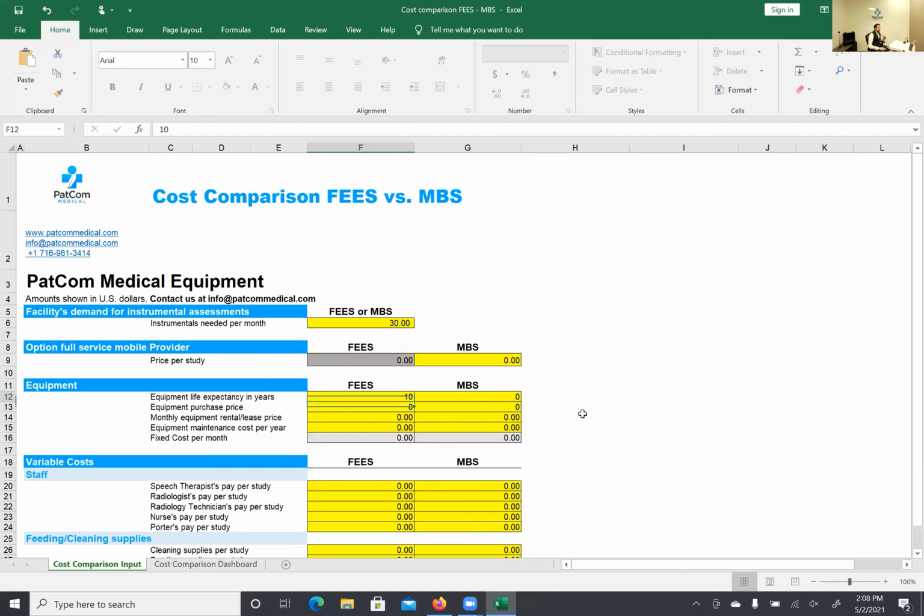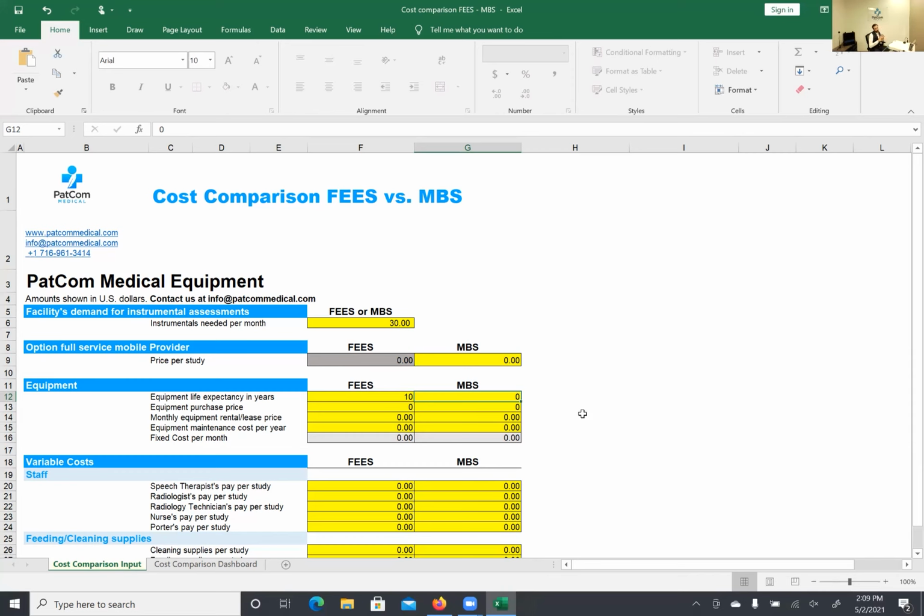Now, when it comes to the equipment for MBS, that is your radiology equipment, right? If you wanted to actually put the cost for the equipment in here, you can't go with the total cost, because an X-ray machine is not just used for MBS. In fact, that's just a very small portion of it.